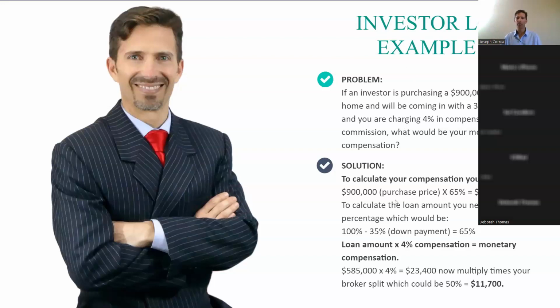So to calculate the compensation, first of all, our compensation is always based off the loan amount, not the purchase price. So we're going to take 900,000, which is the purchase price, and we're going to multiply it by 65% because they're coming in with 35%. So the difference of 100%, we subtract 35% from 100%, we get 65% as the LTV, or the loan to value, which is what the borrower is financing, which in this case would be 585,000.